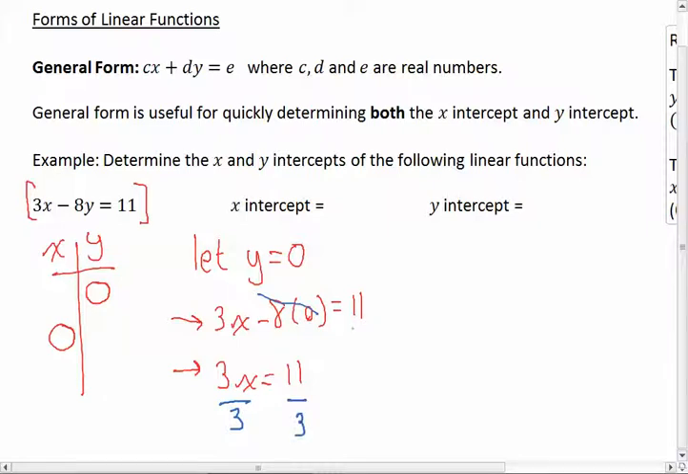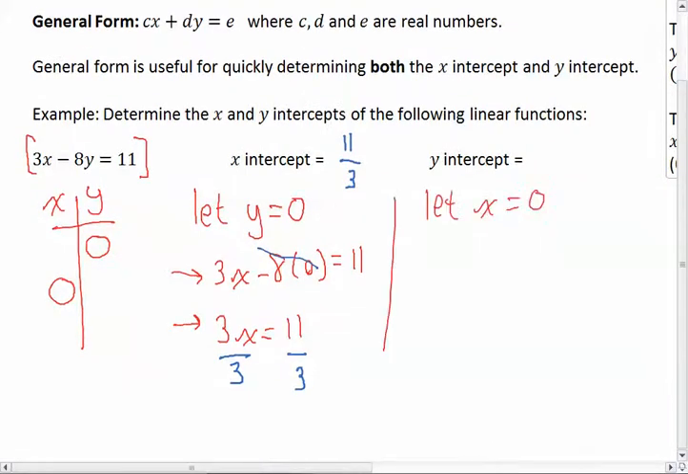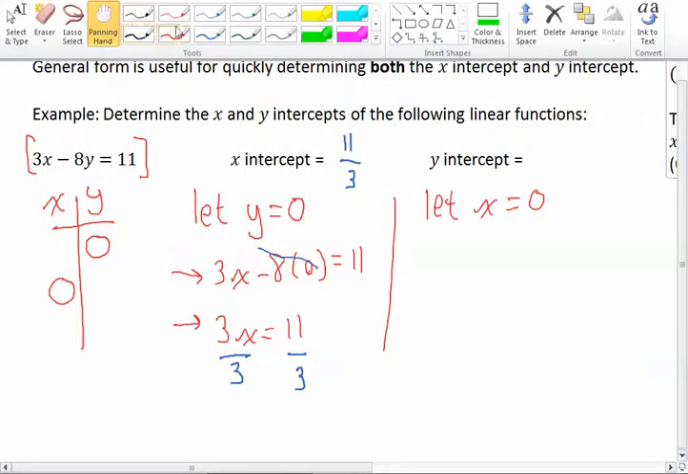So that's exactly right. What we get is our x-intercept here is 11 over 3. Beautiful. So what I want you to do now is use the same technique for your y-intercept. You're going to let x equals 0, and I want you to find out what your y-intercept is. Back with us here, so let's draw it out.